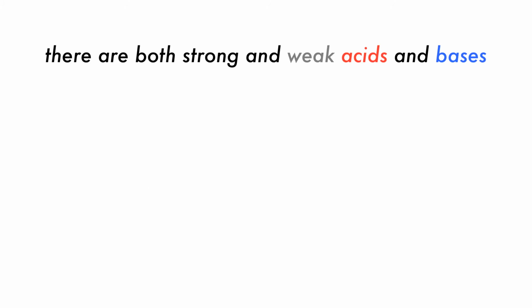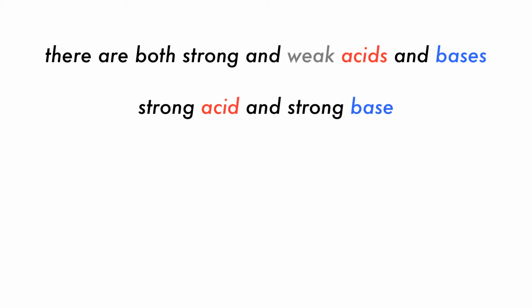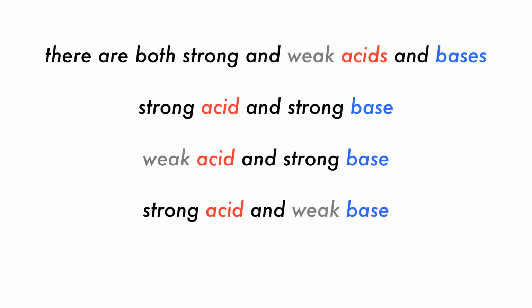Because there are both strong and weak acids and bases, there are four general types of acid-base reaction. A reaction between a strong acid and a strong base, a reaction between a weak acid and a strong base, a reaction between a strong acid and a weak base, and a reaction between a weak acid and a weak base.